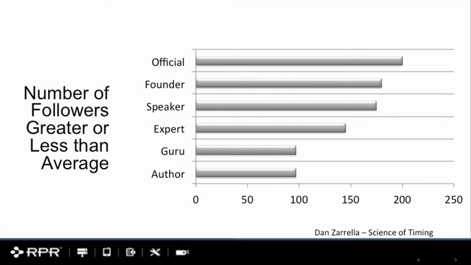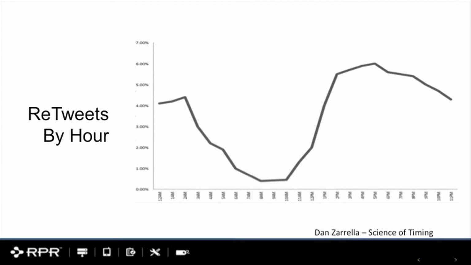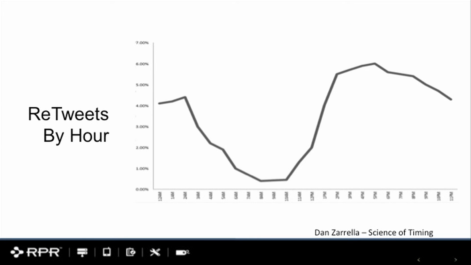Now, you can share any time of the day, but when are you going to get the most out of it? That's what a lot of people ask, right? So in Twitter, when we put a tweet out, and that's 140 characters or less, other folks can retweet you. That essentially means they can rebroadcast your tweet into their network. Now, it turns out it's pretty easy to get retweets, but there's certain times when it's a little more difficult.